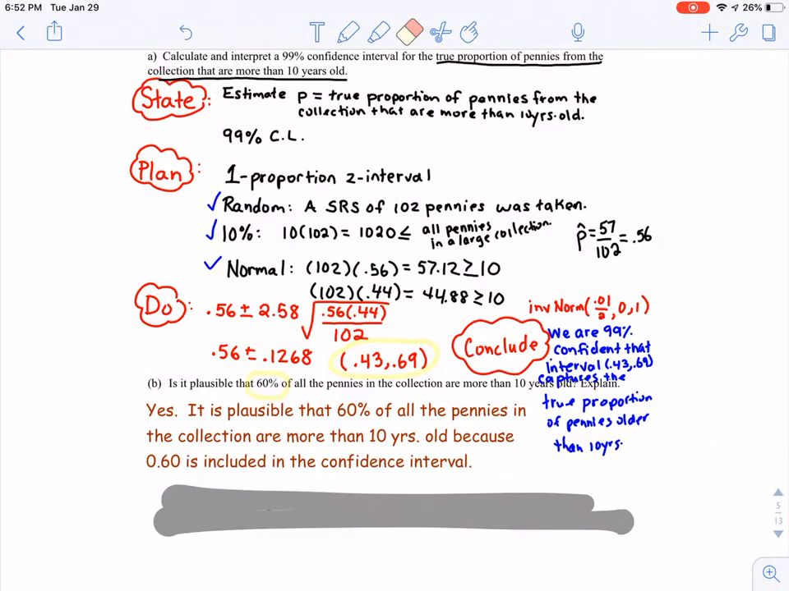Okay? Remember, these confidence intervals are basically intervals that we're saying, I think this was 99% confident, captures the true proportion of pennies from the collection that are more than 10 years old. So it would be believable that 60% would be a value that would work for this.